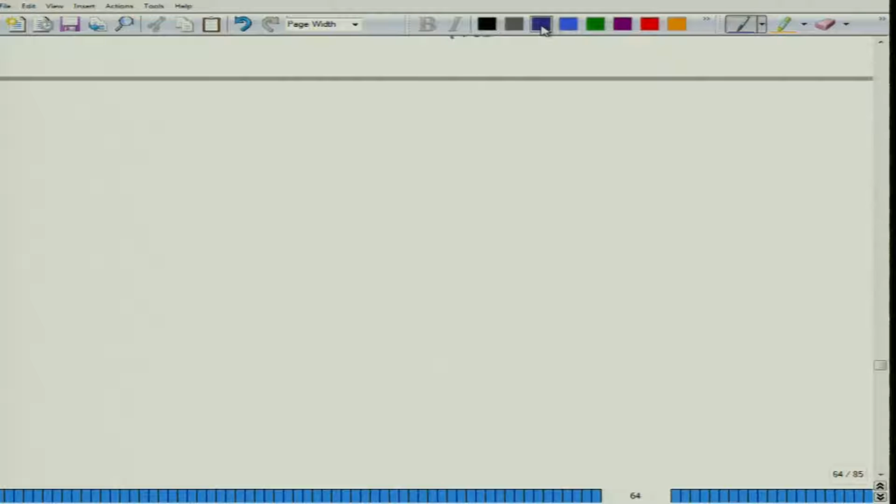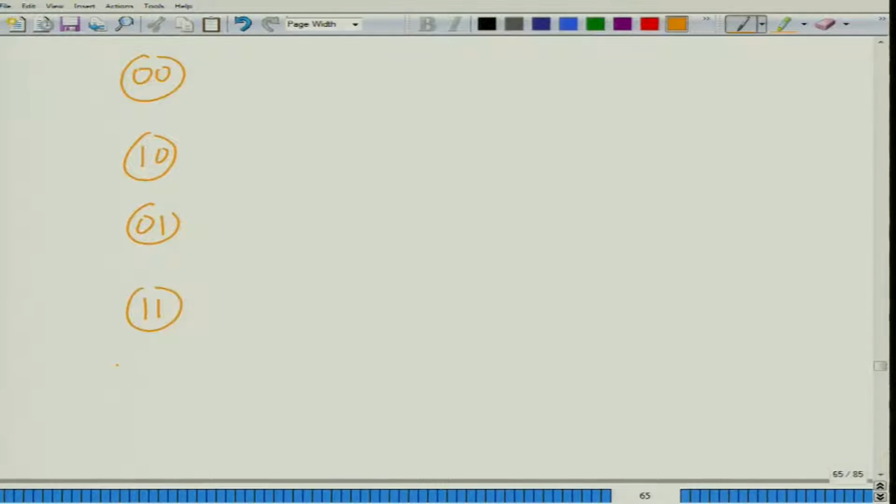So I start again, similar to the state space diagram, by drawing all the possible states, correct? For instance, one of the states is 0 0, other states are 1 0, 0 1, 1 1. These are all the possible states at time j equal to 0.